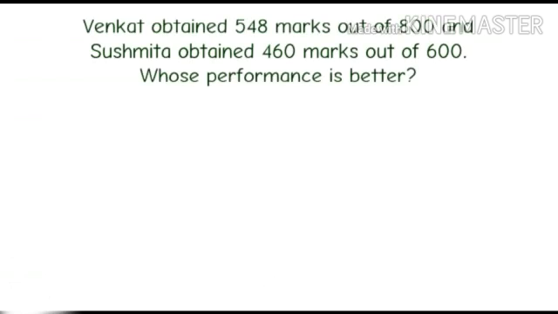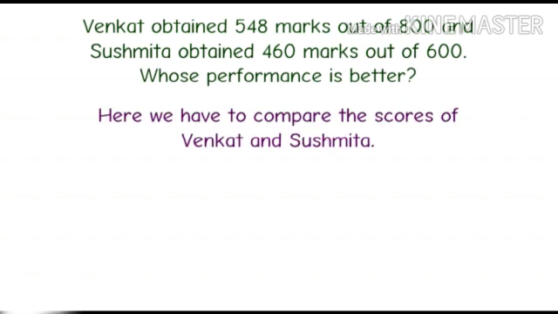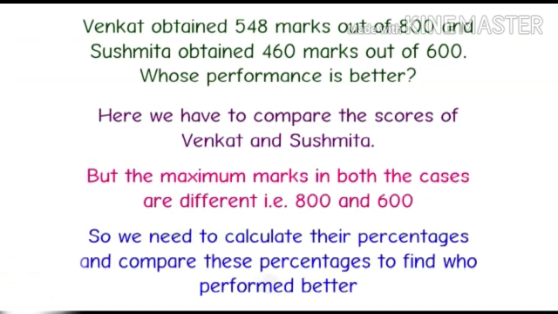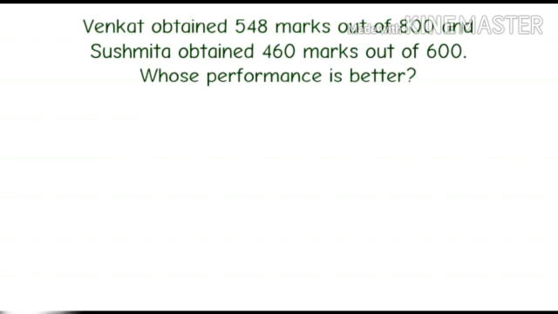Venkat obtained 548 marks out of 800 and Sushmita obtained 460 marks out of 600. Whose performance is better? Here, we have to compare the scores of Venkat and Sushmita, but the maximum marks in both the cases are different, that is 800 and 600. So, we need to calculate their percentages and compare these percentages to find who is the better performer.